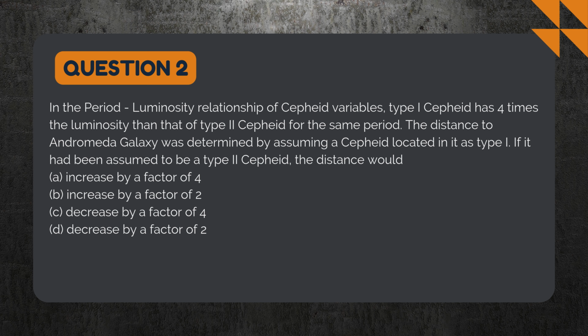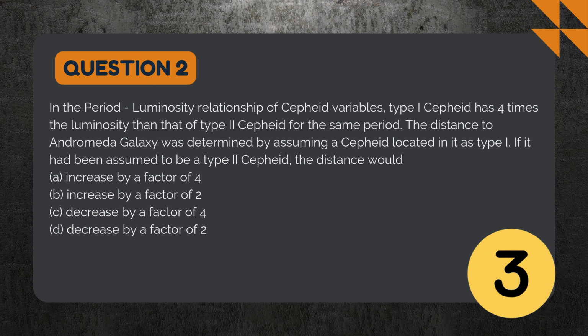Question 2. In the period luminosity relationship of Cepheid variable stars, a type 1 Cepheid has 4 times the luminosity of a type 2 Cepheid for the same period. The distance to the Andromeda galaxy was determined by assuming a Cepheid located in it as type 1. If it had been assumed to be a type 2 Cepheid, would the distance A, increase by a factor of 4, B, increase by a factor of 2, C, decrease by a factor of 4, D, decrease by a factor of 2? Pause the video to answer.